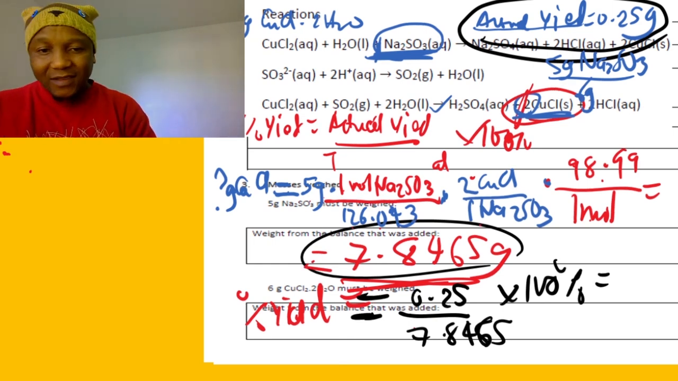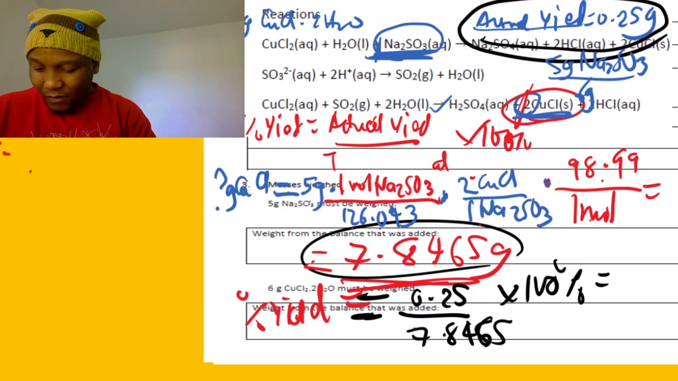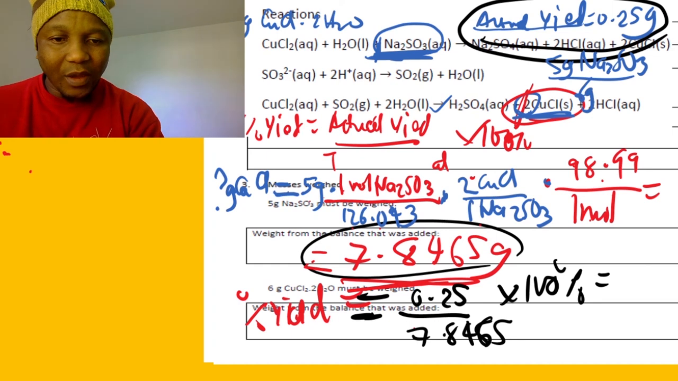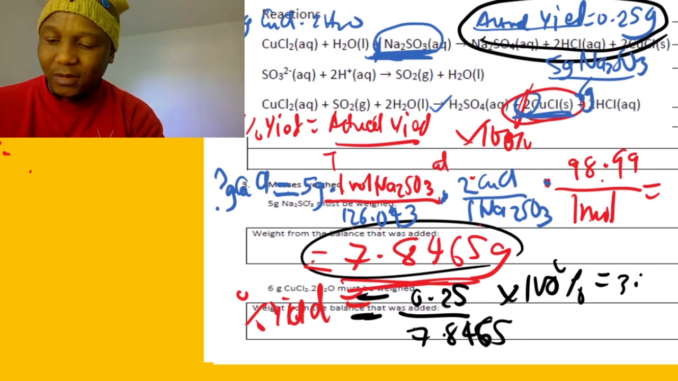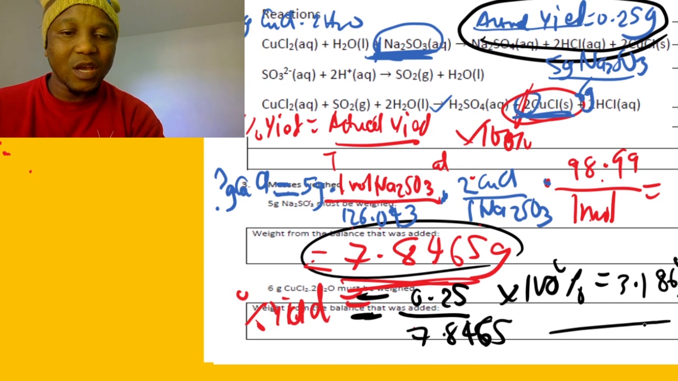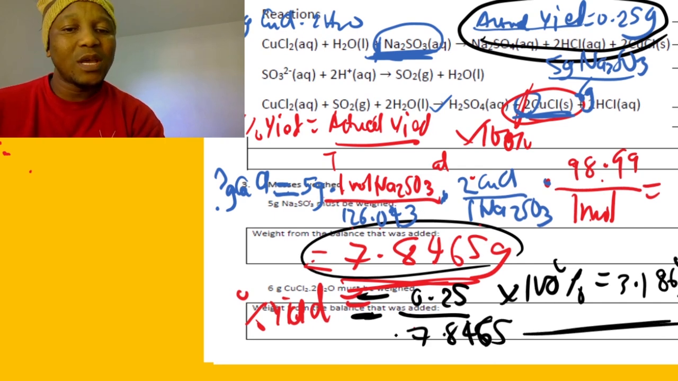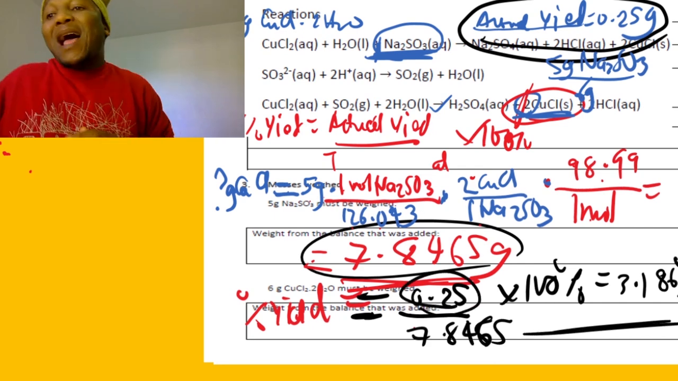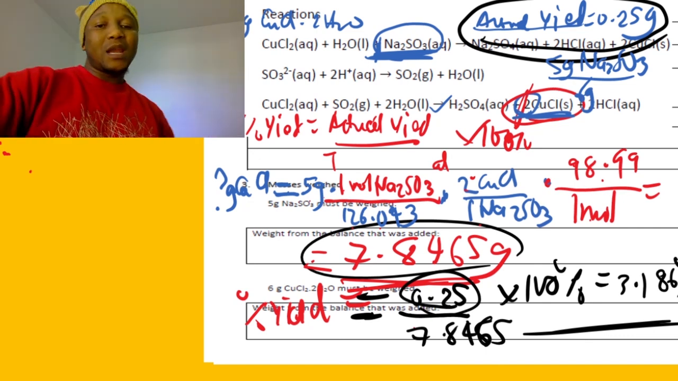So then you can get one answer here. So you can see, okay, for me I got 3.186%. Remember, I just made assumptions. So what I got, I don't have something that I got in a chemist lab.